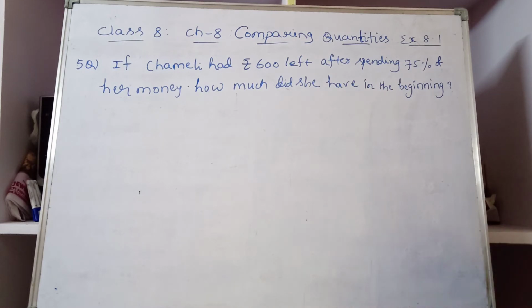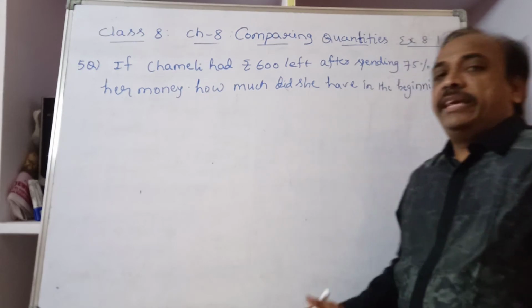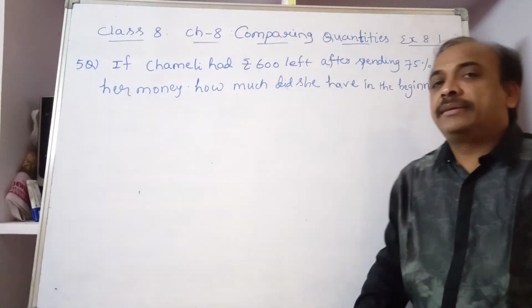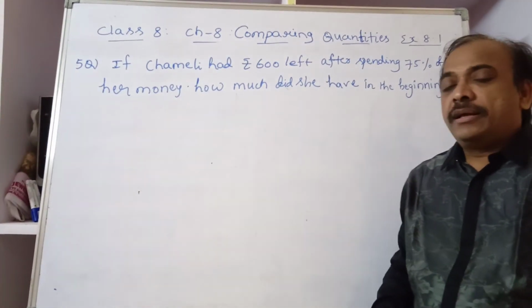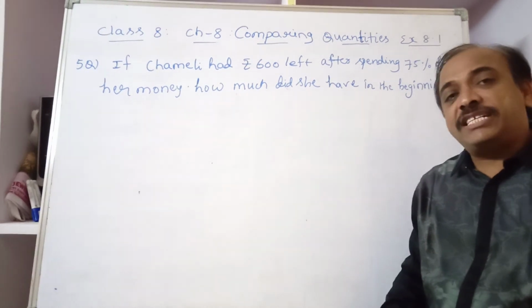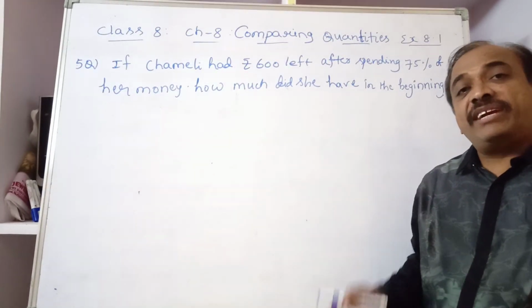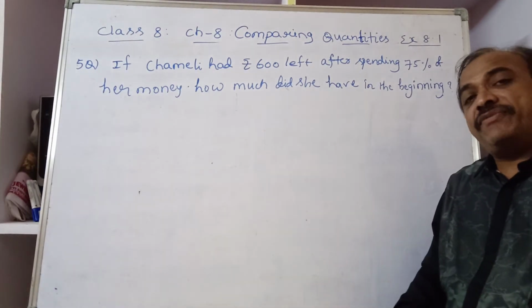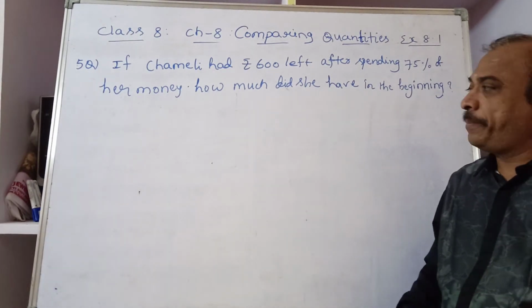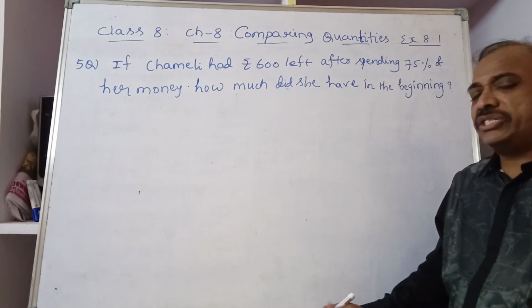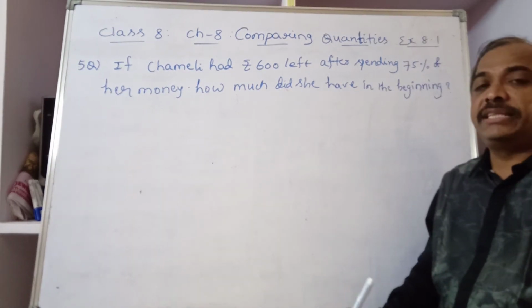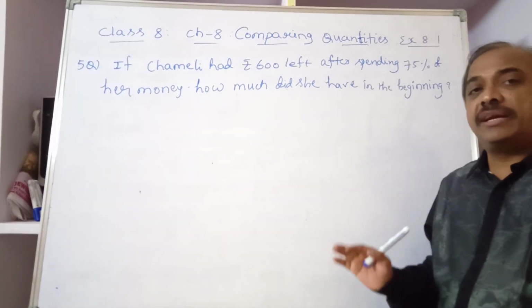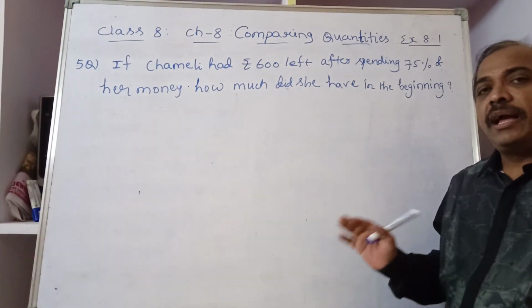Now question number 5. If Chameli had rupees 600 after spending 75% of her money, how much did she have in the beginning?